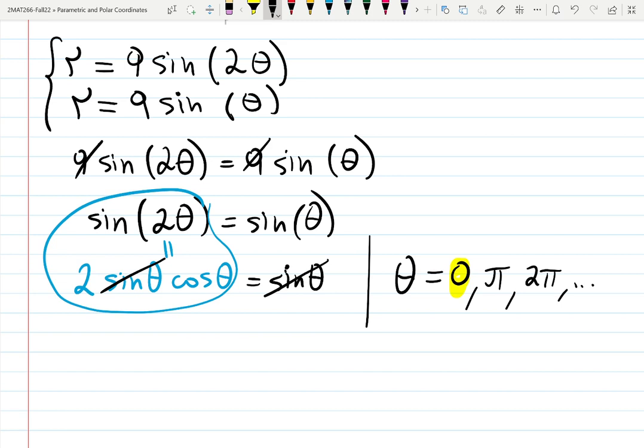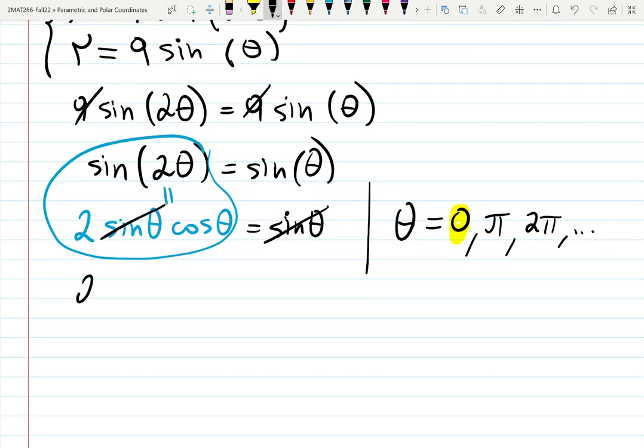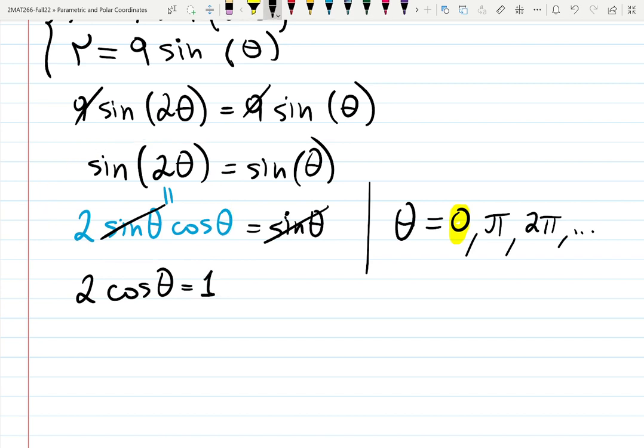Only when we decide that it's not 0, we can cancel out. Now we have 2 cosine theta equals to 1. That's a pretty important mistake, actually, not to make this mistake. Sine over sine is 1. That takes us to a very classical angle, cosine theta equals 1/2. Cosine of what angle gives you 1/2? Well, many of them. But we will only ask for first one, which is pi over 3.